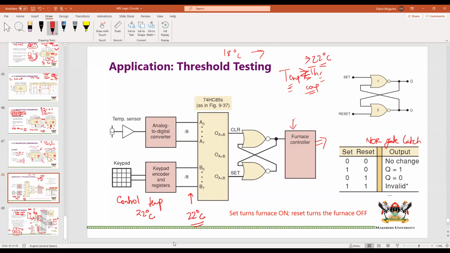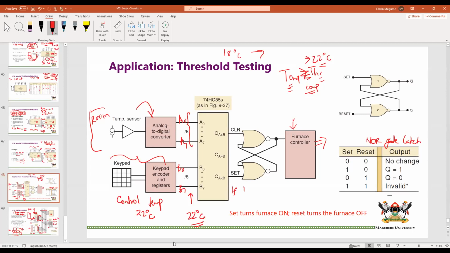Now here we have a temperature sensor. So this is maybe the room. We have a temperature sensor that takes that signal into an analog to digital converter. Already this part is digital because we have a keypad, encoder, and register. But here, because the temperature is an analog signal, we need to convert it into a digital signal and store it here. So let us say we have A7 to A0 and B7 to B0. Let us compare and see what happens here.